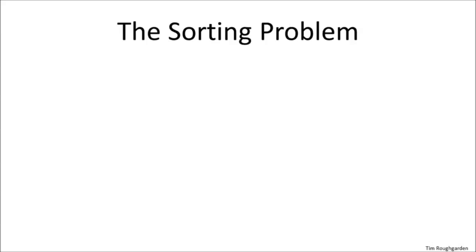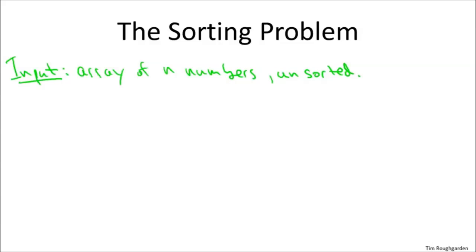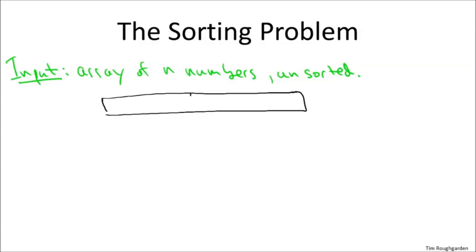So let's begin by recalling the sorting problem. This is exactly the same problem we discussed back when we covered merge sort. We're given as input an array of n numbers in arbitrary order. For example, perhaps the input looks like this array here. And then what do we have to do? We just have to output a version of these same numbers, but in increasing order.